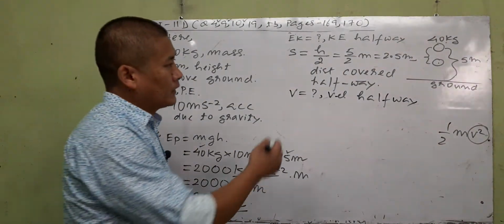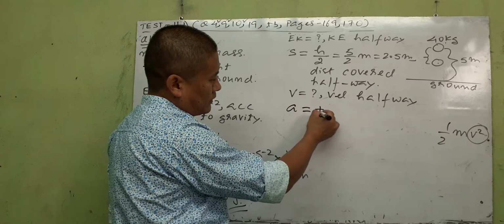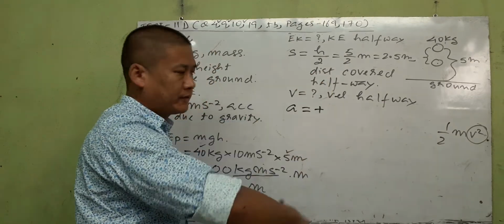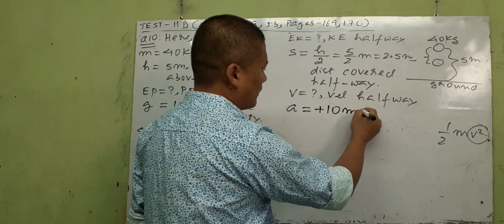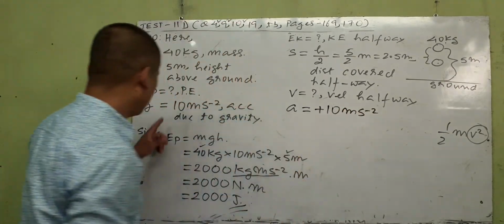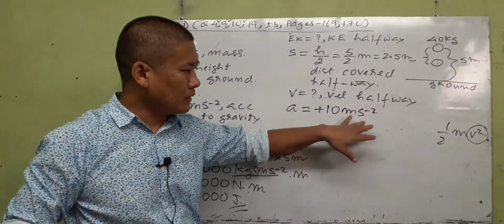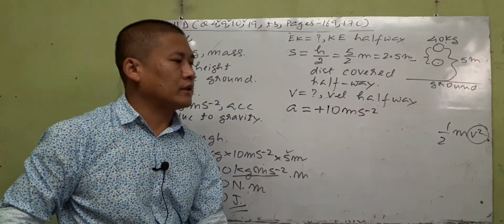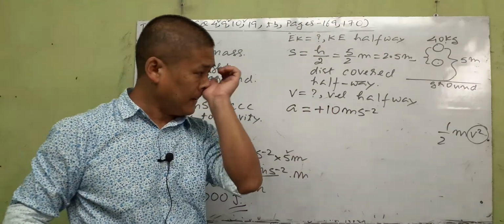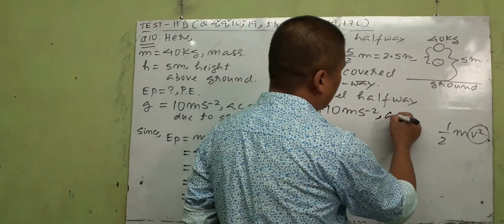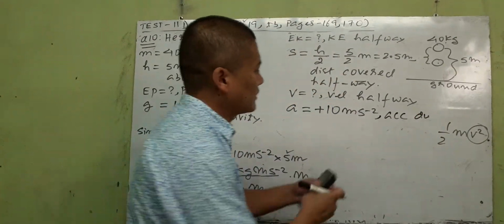Now since the object is falling down, it will have acceleration, and since it is falling in the same direction as gravity, it will be plus. However, the object that is dropped, 10 meter per second square, using this, because for an object that is dropped, a is positive. For an object that is thrown up, since it is moving against gravity, it will be minus, okay? So this is acceleration of the object.